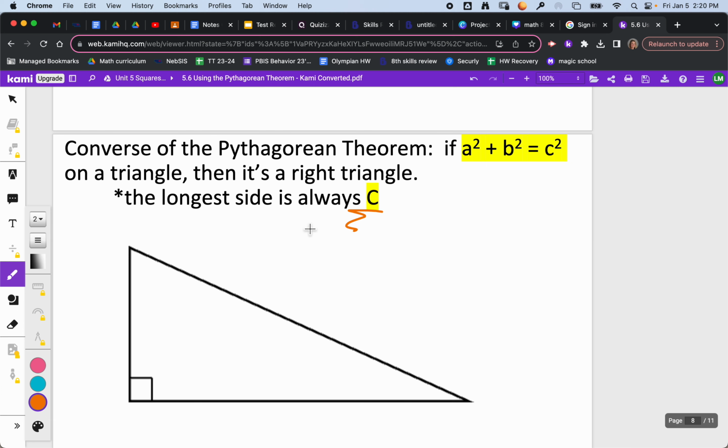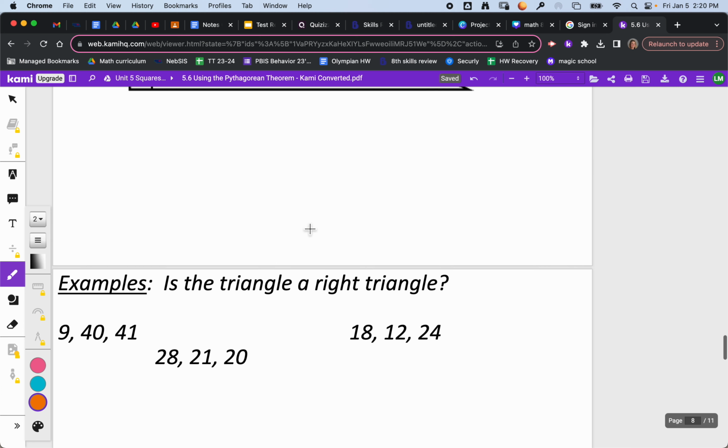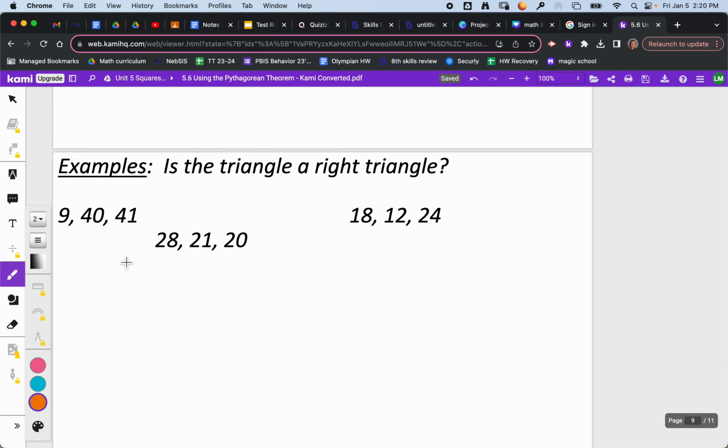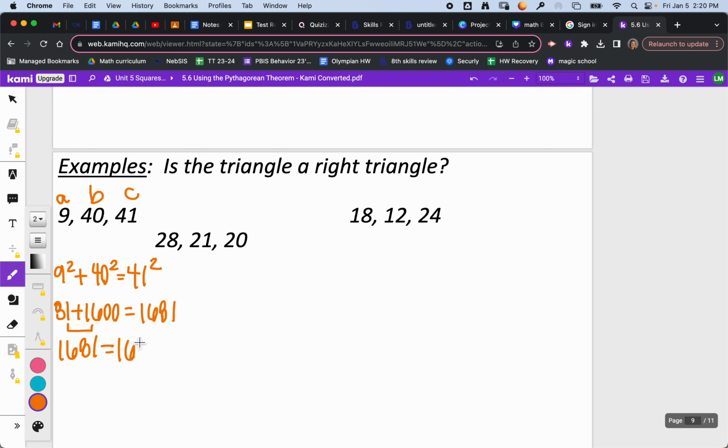So what we're going to see here now is we're going to be given three numbers at a time. We're going to start with 9, 40, and 41, and you would just label those with a, b, and c, c being the biggest number. You would then set it up with 9 squared plus 40 squared is equal to 41 squared, and see if that makes a true statement. 9 squared is 81, 40 squared is 1600, and 41 squared is 1681. When you add these together, they do give you 1681 equaling 1681, so this is a yes, right triangle.